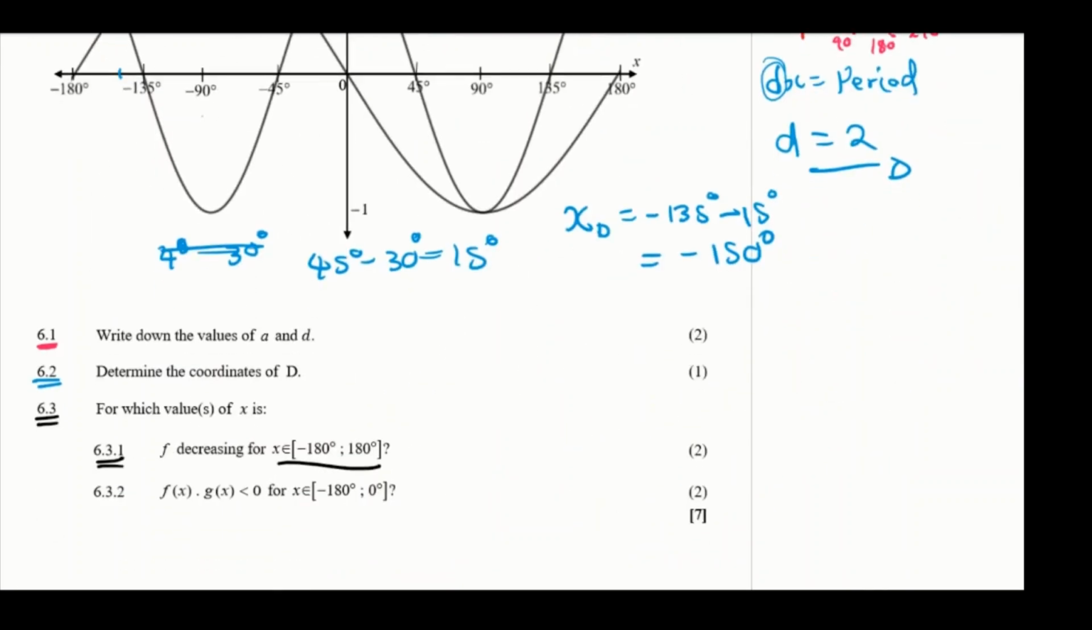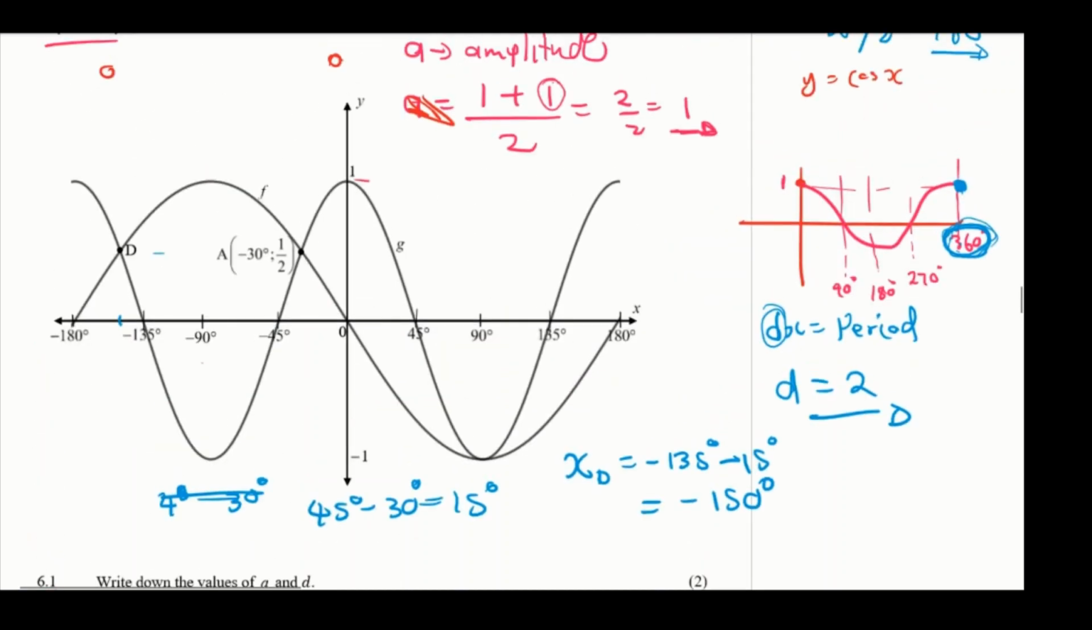So now 6.3.2 says that when you multiply the graph of f and the graph of g, it gives you the solution of y which is less than 0, meaning it's negative, right? So the sign is negative. We want to identify the value of x, but have a look at that in between 0 and minus 180 degrees.